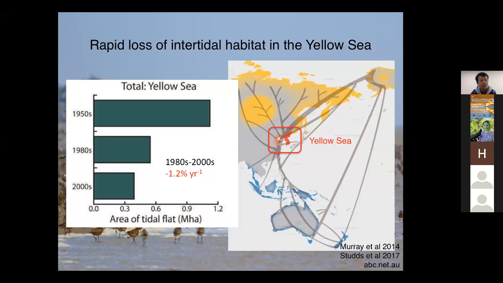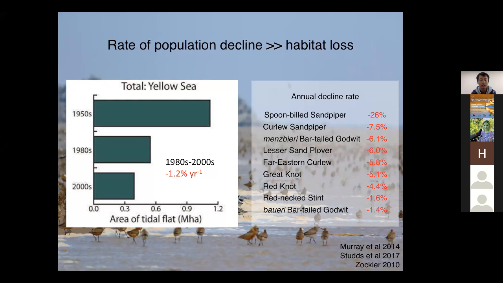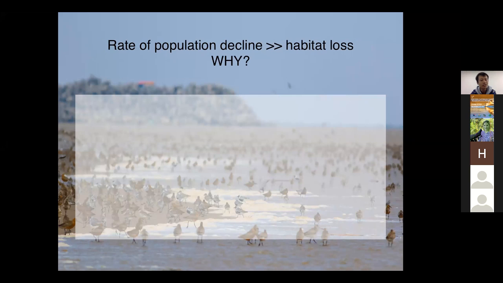But we also see that many species with a significant declining trend, shown on the right here, almost all experienced a much faster decline than the rate of habitat loss, some of them more than tenfold higher. So the question is, if habitat loss is the major threat that leads to the decline of shorebird populations, why is there such a discrepancy between the rate of population decline and the rate of habitat loss?